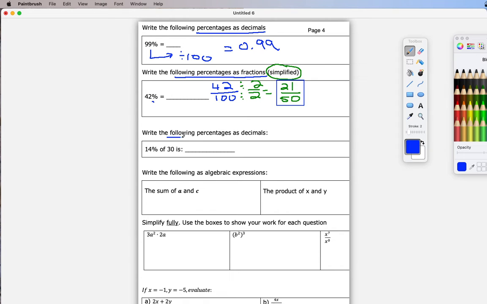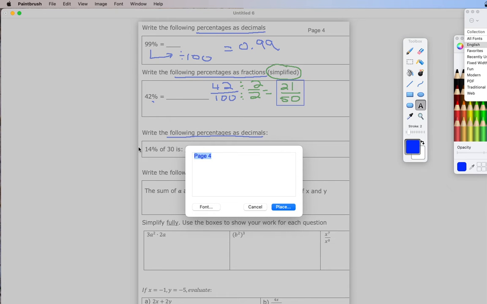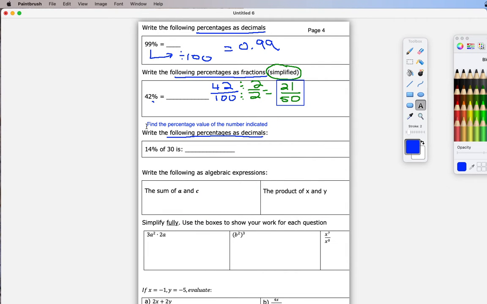Next question. Write the following percentages as decimals. Okay. So the instructions here are different. What we need to do here is, so if you see this on here, this doesn't make sense. This should say, find the percentage value of the number indicated. So that's what should be the instructions here. So if you got the wrong one, here, let me cross this out. I made this mistake. I'm going to cross out these instructions.